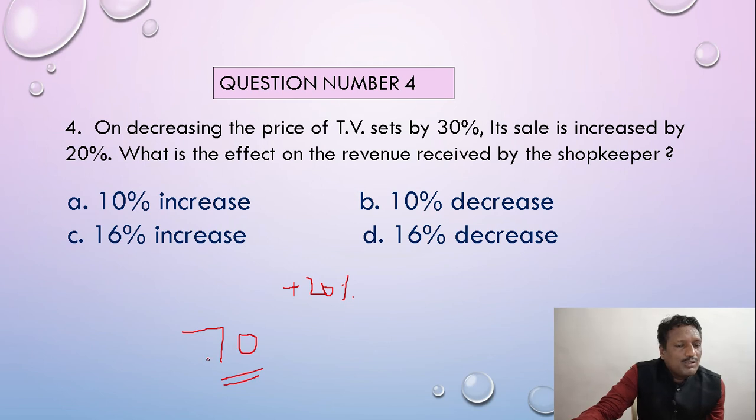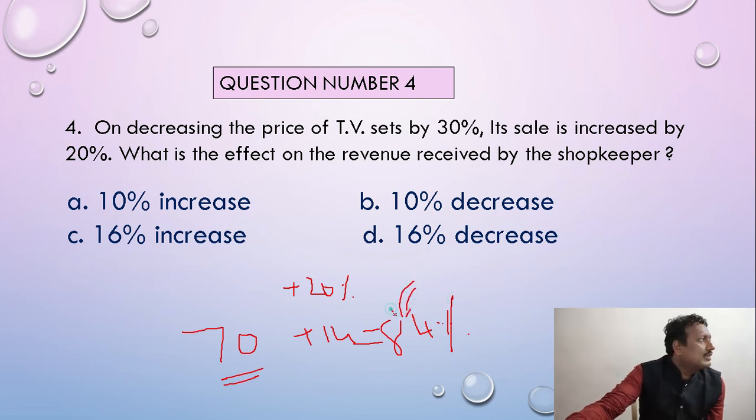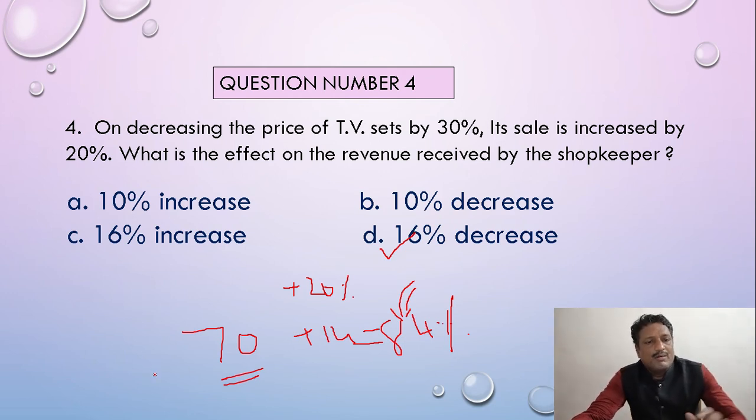So 70 plus 14 equals 84. Finally we got this. So from 100%, the answer is 84%. How much it is lagging behind means this is 100, this is 84. So here decrease by 16. So we get the answer 16% decrease. Okay. So this is one formation like this.